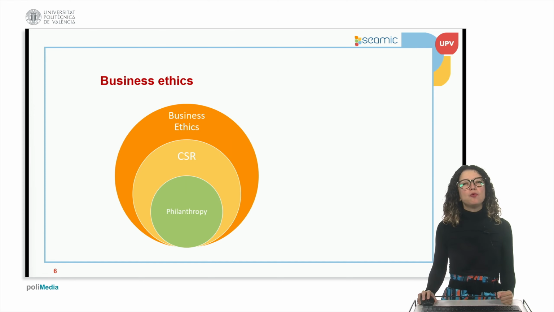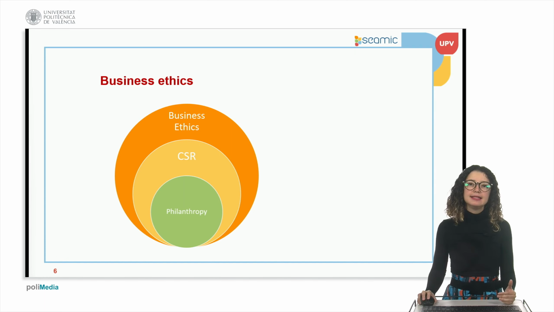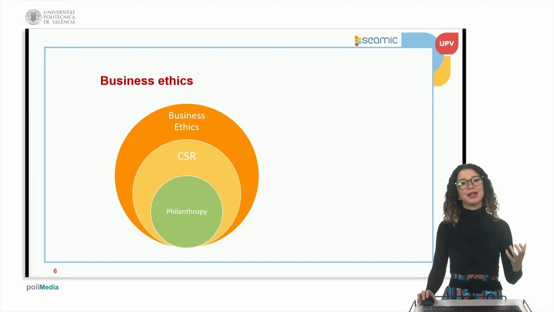There are many ways for companies to respond to this social responsibility. Among them is philanthropy, which would be what the company does with the money it earns. In other words, CSR is how the company earns its profits, and philanthropy would be how it spends them.